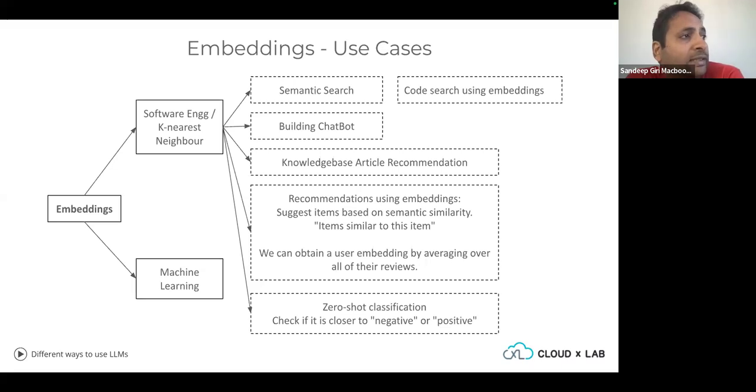Now, another thing is you can do the sentiment analysis. You can figure out whether something is positive or negative just by comparing the embeddings: embeddings of, let's say, a review, and embeddings of the words negative and positive. And these essentially are a few of the use cases of k-nearest neighbor using embeddings.